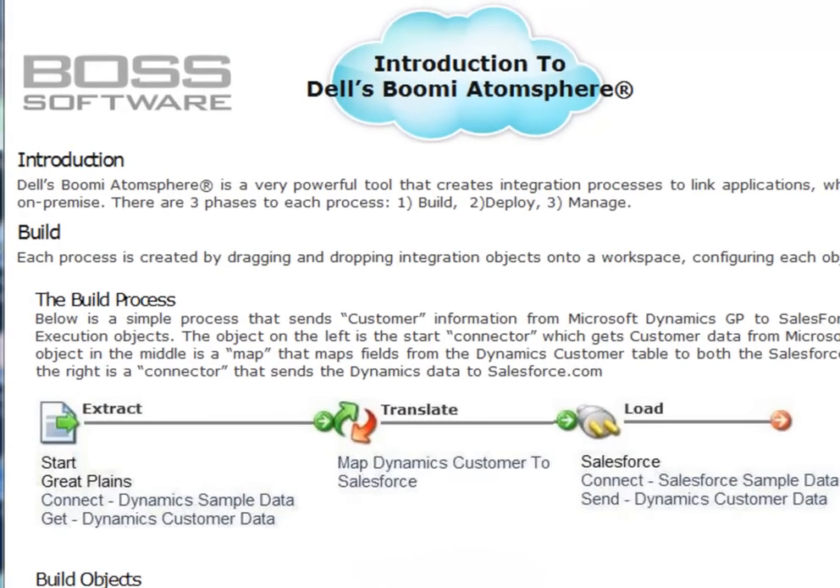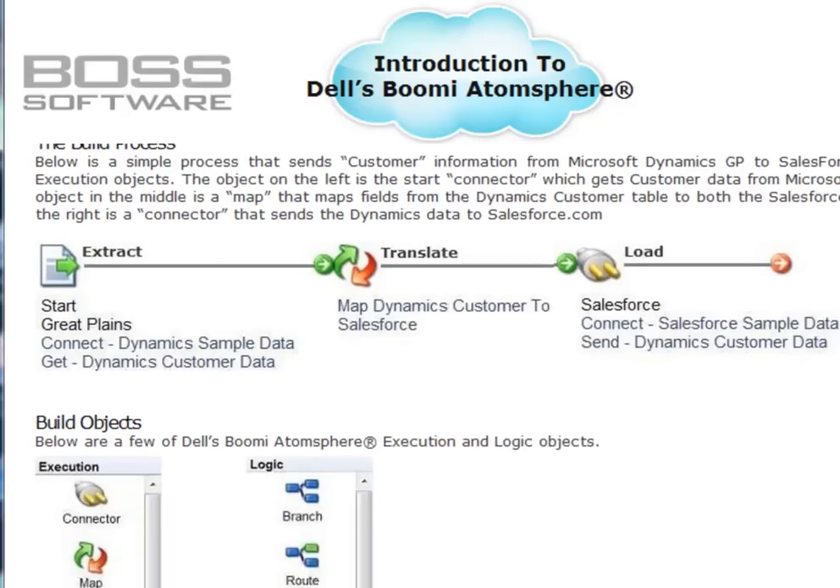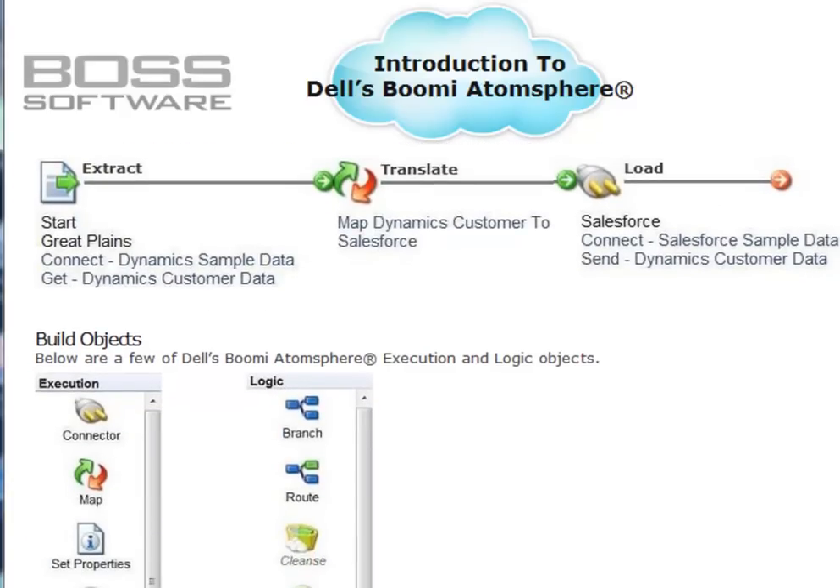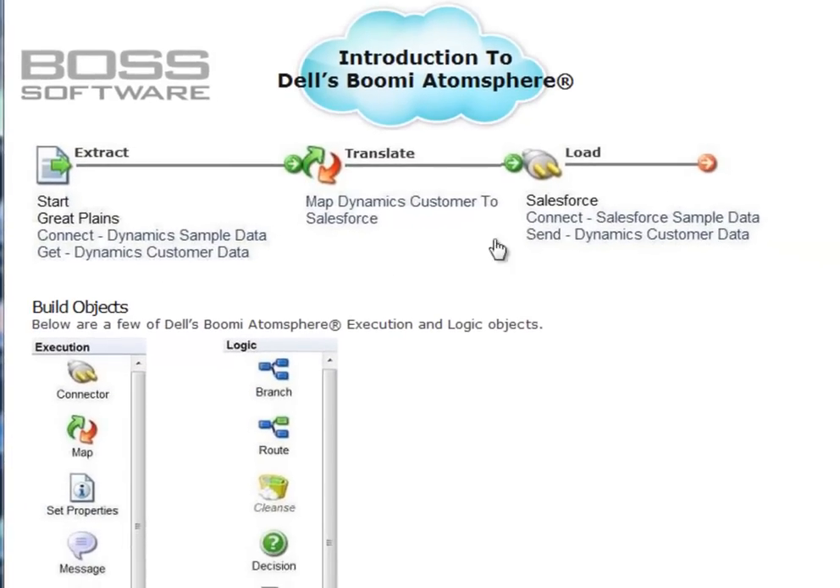Dell's Boomi AtomSphere is an integration process generator. It generates integration processes. The objects you see here linked together produce an integration process. This process extracts data from Microsoft Dynamics GP, formerly called Great Plains, translates the data into a format that Salesforce.com can read, then loads the data into Salesforce.com.